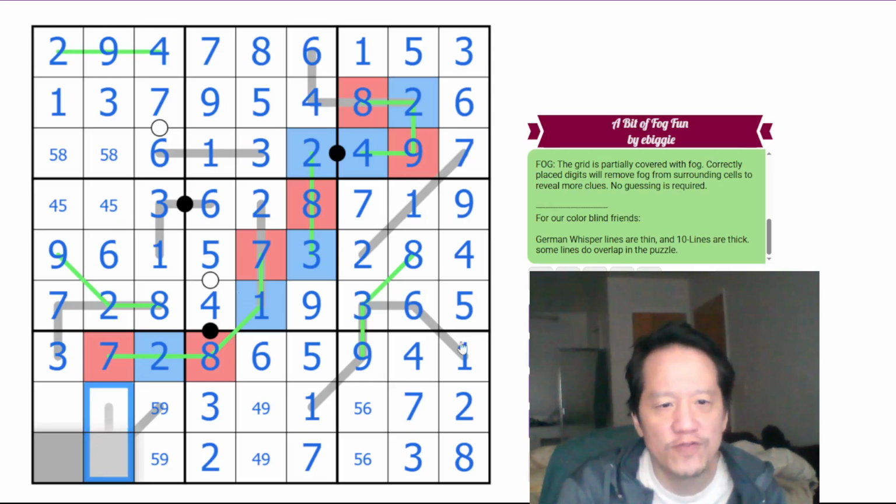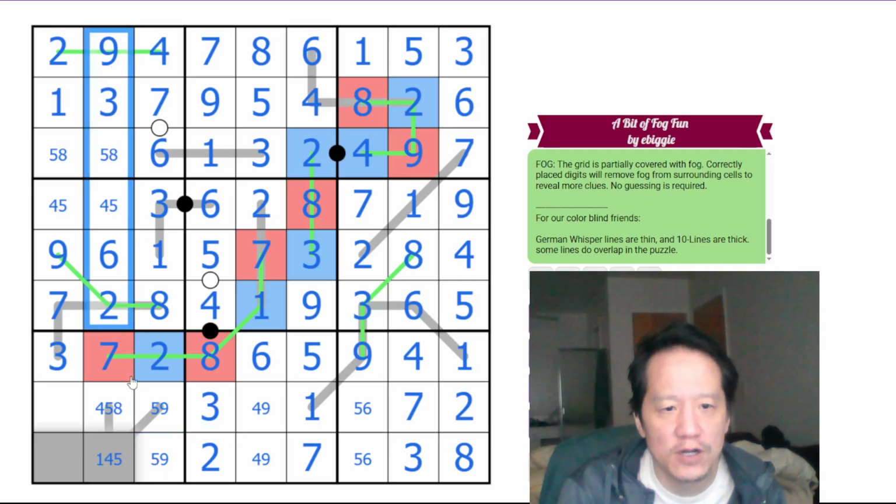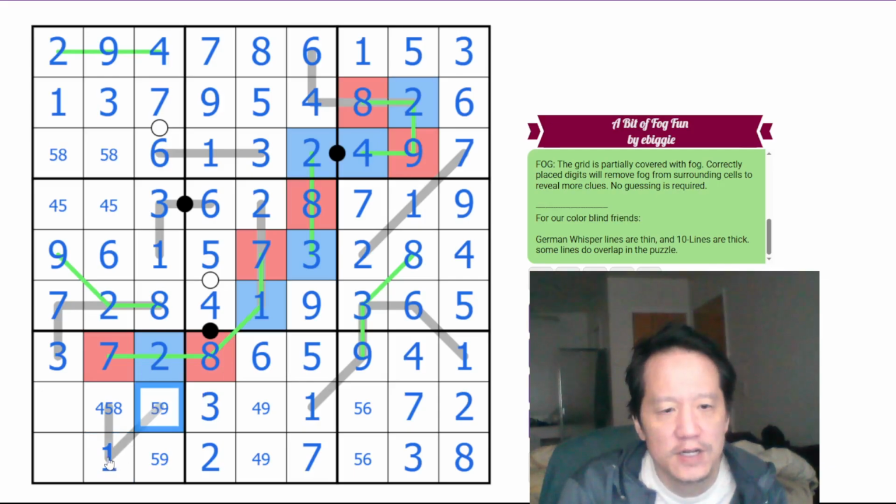It's 1, 4, 5, and 8 here. And this can't be 1, this can't be 8. Where is the 1 in column 2 possible? It has to be here. So this is 1, no matter what. Therefore, this is 3 digits adding up to 10. We know then this has to be 1, 4, and 5 as the possibilities.